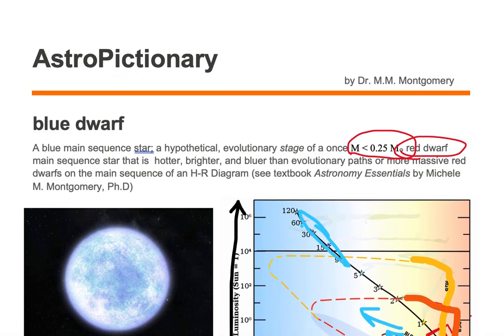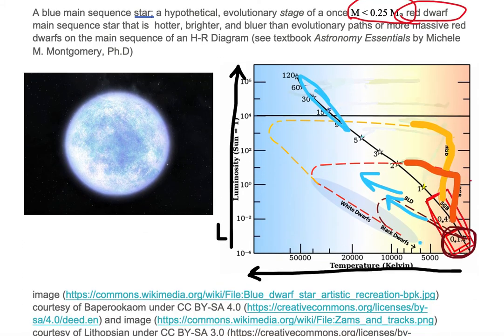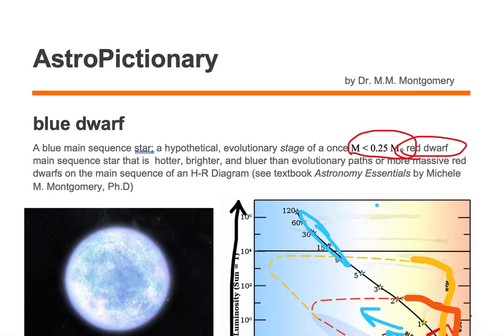So there are two definitions for blue dwarf. One is a main sequence star, and the other is a red dwarf that is evolving towards the blue end of the HR diagram as it dies.